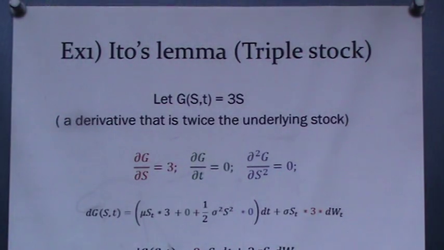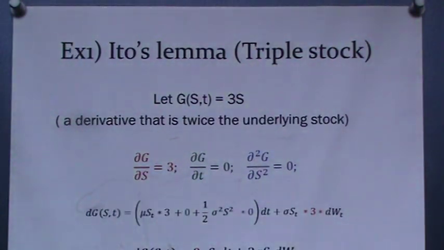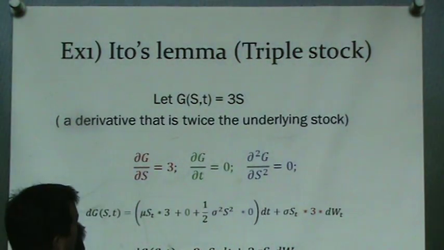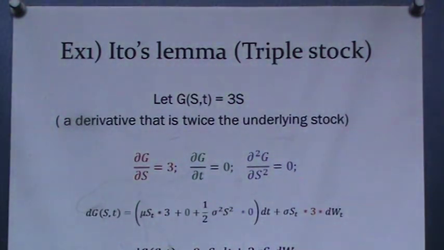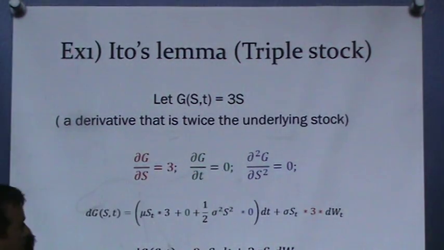So let's use, just for the sake of doing one, let's look at the function. I'm going to make up a function here, I'm going to triple the price of the stock. So I'm now coming up with a derivative, right? I'm saying I have a derivative product, G, which will equal 3 times a stock.